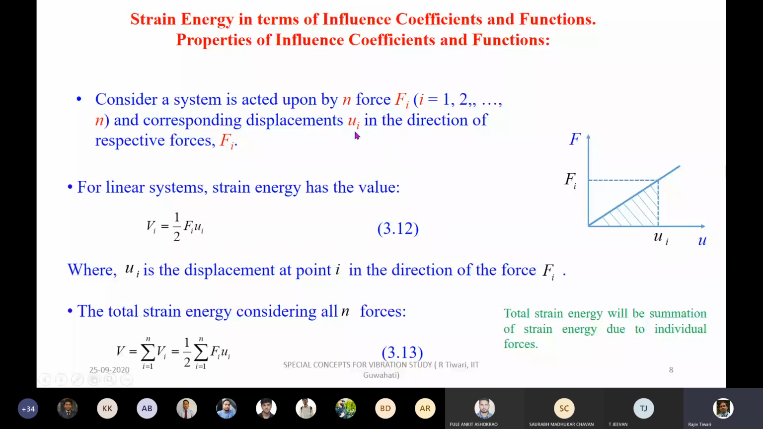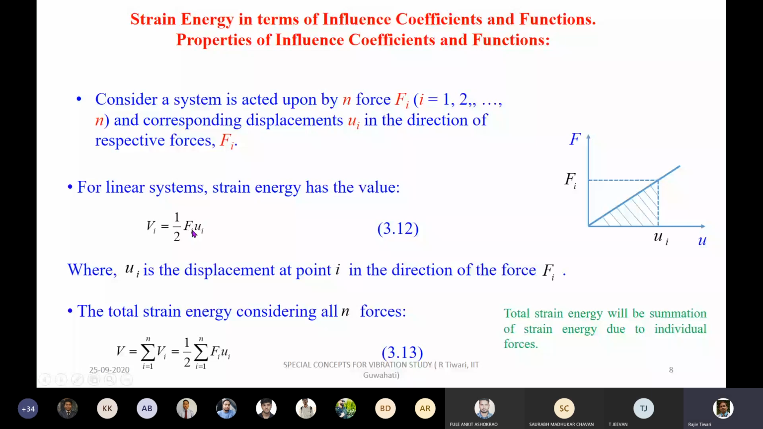So that means at one particular location, if the Fi force is there, Ui is the displacement. At present I am considering only one force, Fi. I am assuming that the Ui which I am defining is along the direction of the force, so that the strain energy stored due to this, we are able to write Vi is equal to half Fi Ui. So this is the strain energy due to the single force which we applied at Fi, or at the ith mass location.